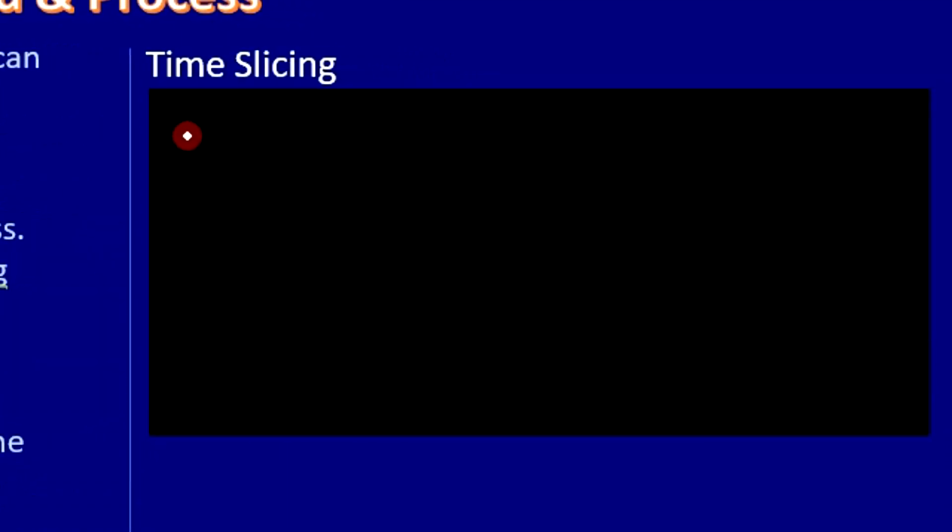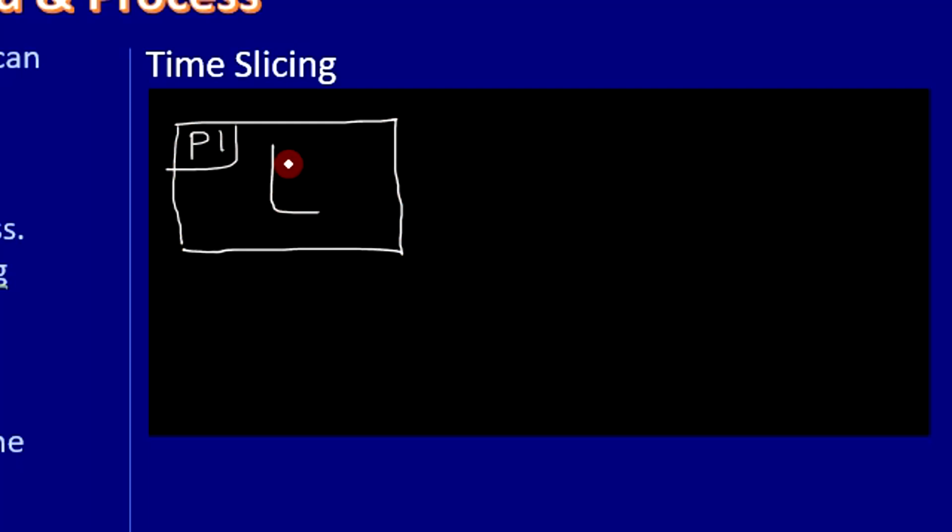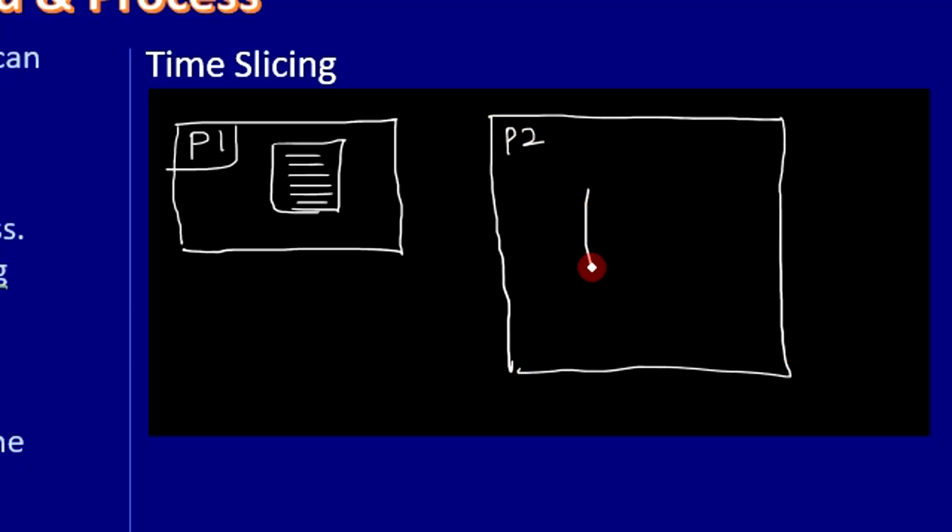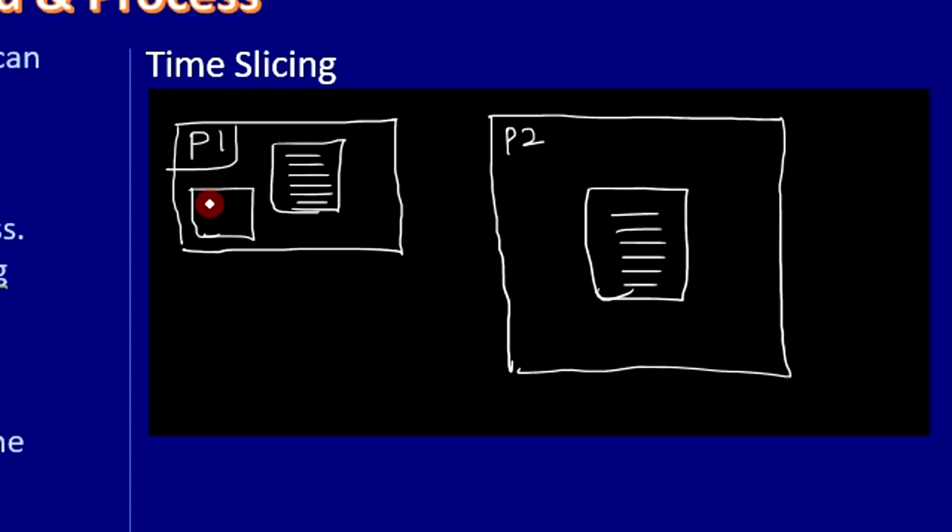So let's say we have a process P1. Process P1 has some instruction sets. Then we will also consider there is one more process P2. P2 also has some instruction set. We will also consider P1 has 2 threads, right? There is some more instruction set here.